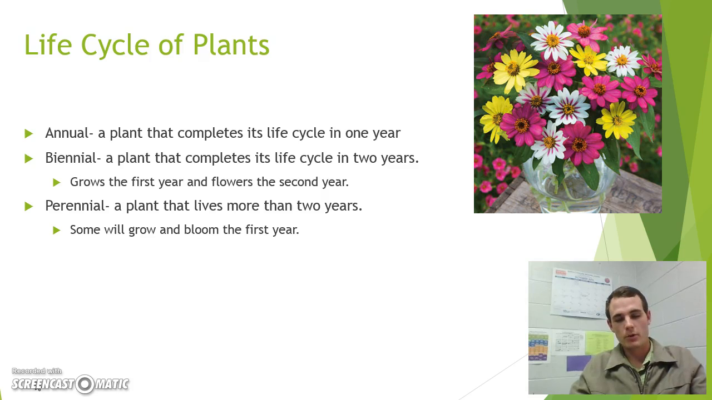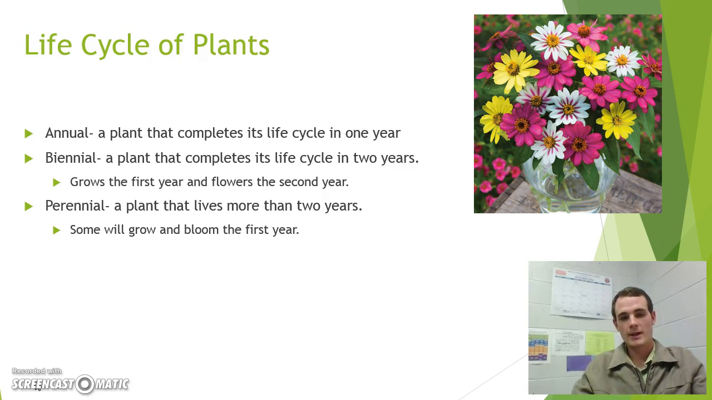A biennial is a plant that completes its life cycle in 2 years. This plant grows in the first year, and it will usually flower in the second year. An example of this plant is a carrot. It'll produce vegetative growth in the first year, and in the second season of growth, it produces a flower, which is how it reproduces. And then lastly, there's a perennial.